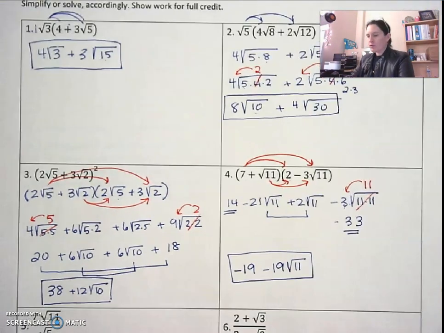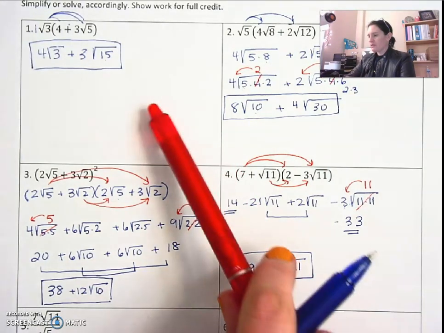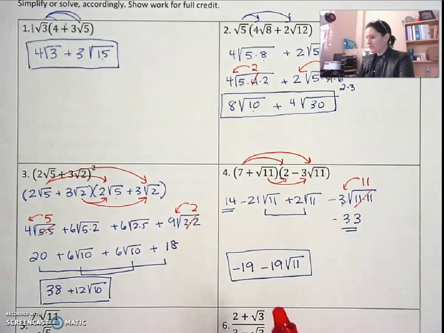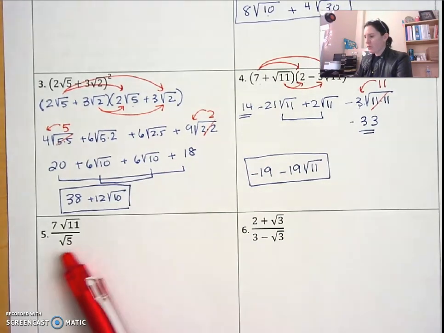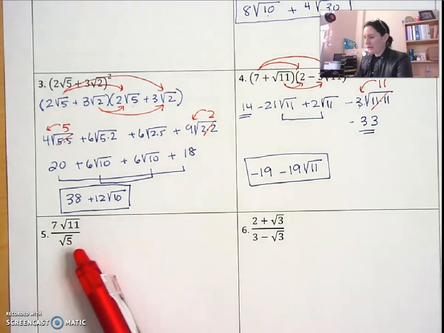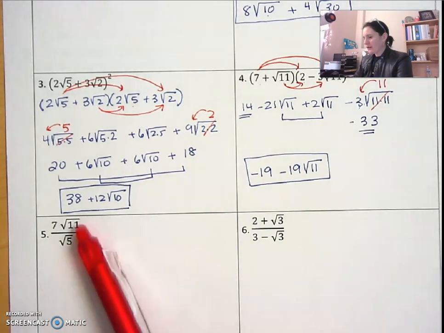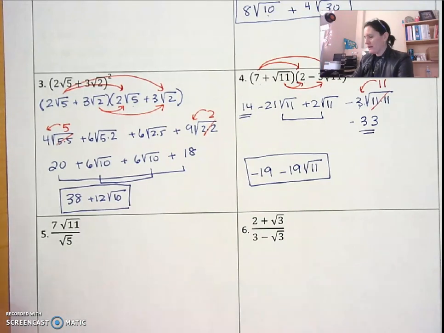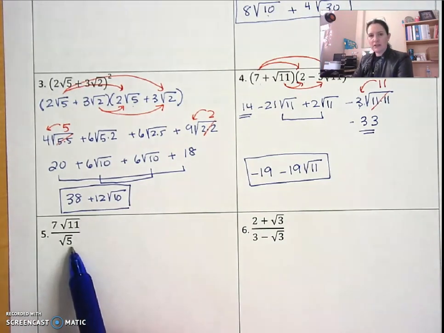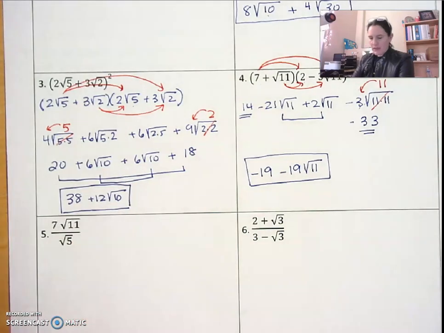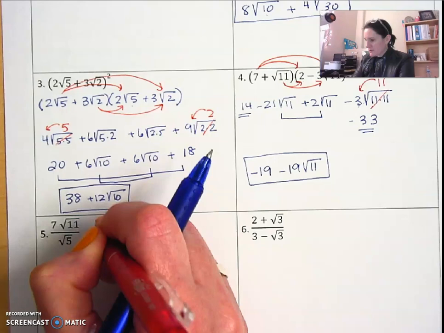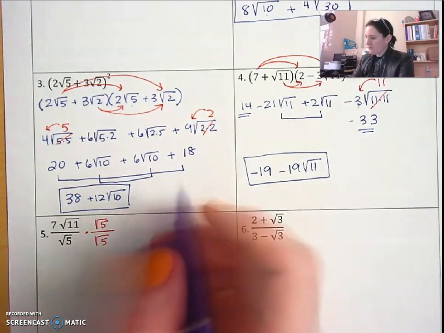All right, so these 4 problems reviewed distributing radicals. So now we're going to talk about rationalizing the denominator. Remember, we don't want to leave a fraction that has a radical in the denominator. So we want to get rid of that down there. So we do that by multiplying it by itself here in this problem. So I'm going to do times radical 5 on the bottom and times radical 5 on top.